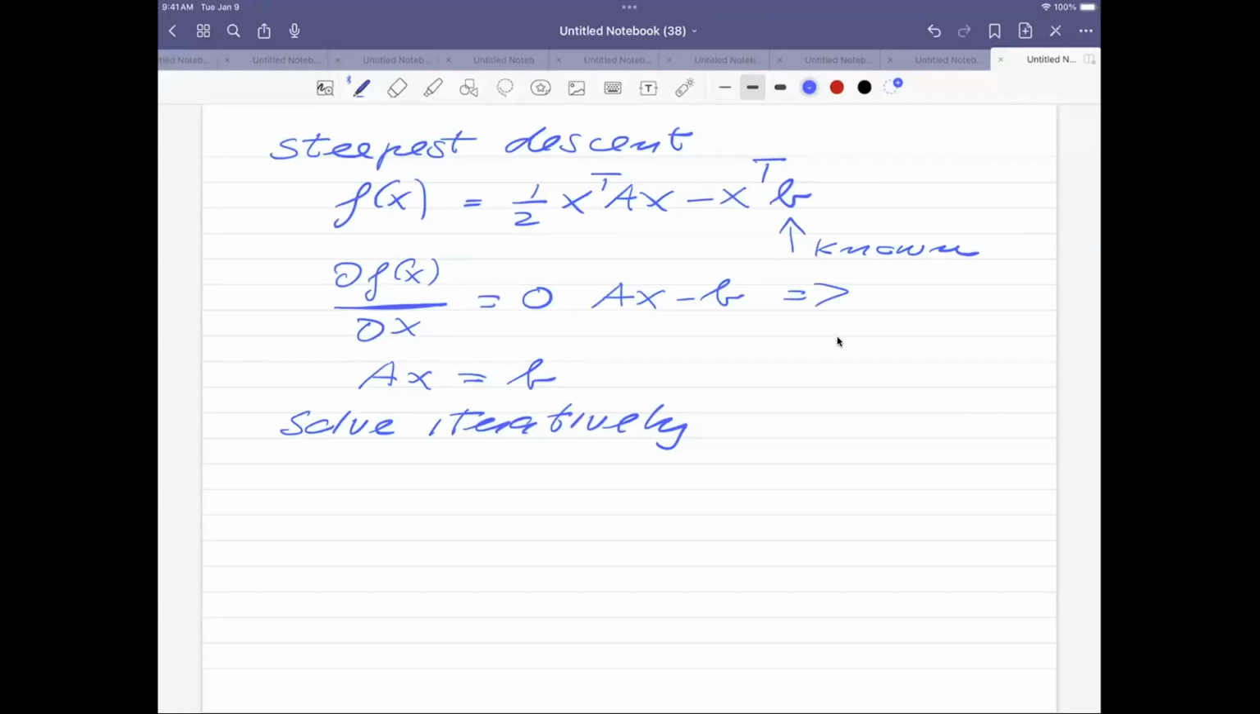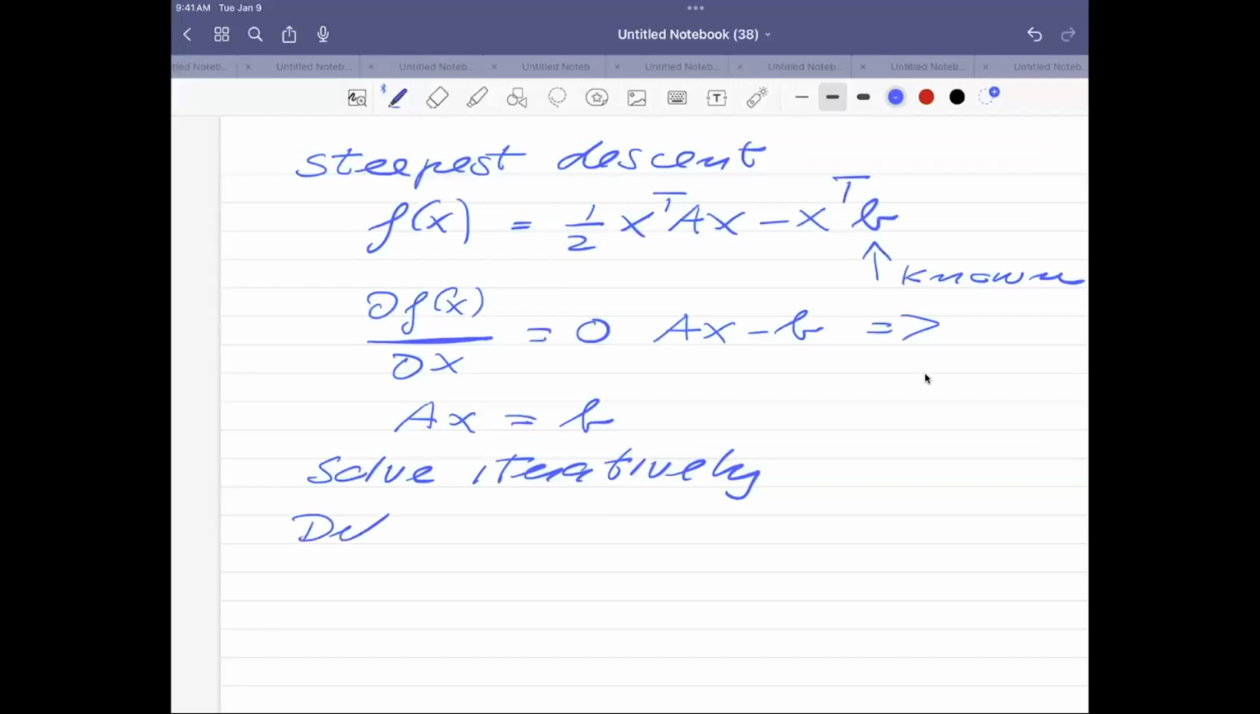So what you would do then is to define the error. So let me define the residual.